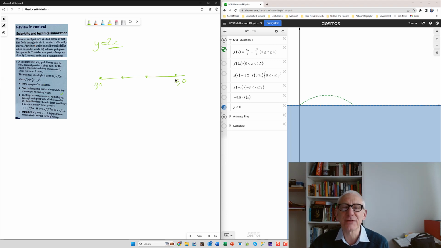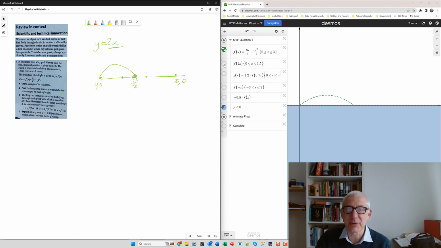Okay, you should have said 1.5. 1.5 times 2 is equal to 3. So this time what you would see, rather than the frog going the full 3 meters, was that the frog would actually go 1.5 meters before reaching the ground again.